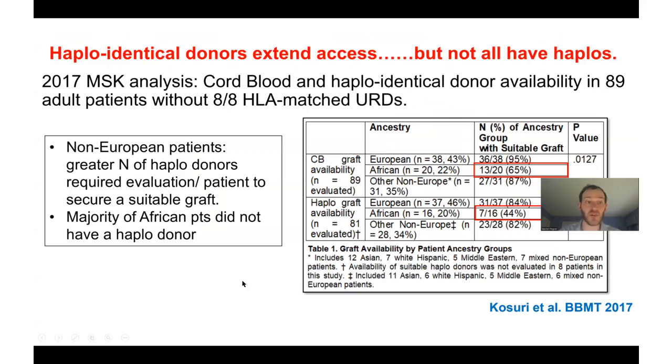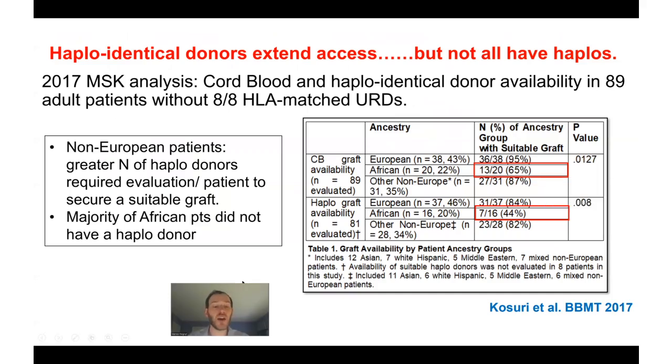With respect to haploidentical donors, again from our center, data showing that in a study of 89 patients who we looked to see, did they have both a cord blood and haploidentical donor, for non-European patients, a greater number of haploidentical donors were required to be evaluated per patient to secure a suitable graft, and the majority of African patients did not have a suitable haploidentical donor.